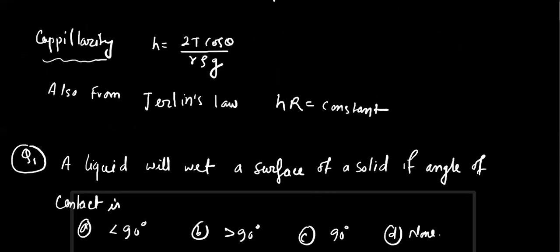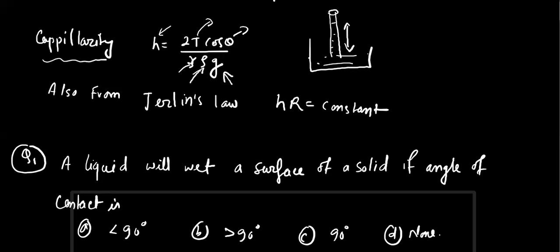So this is capillarity, and this is the height of liquid rise in a tube when it is placed in water. Its value depends upon the surface tension, angle of contact, radius of that particular tube, density of liquid, and acceleration due to gravity. So from this we can say that height is directly proportional to the surface tension. If surface tension is high, then the height of liquid rise in a tube is more.